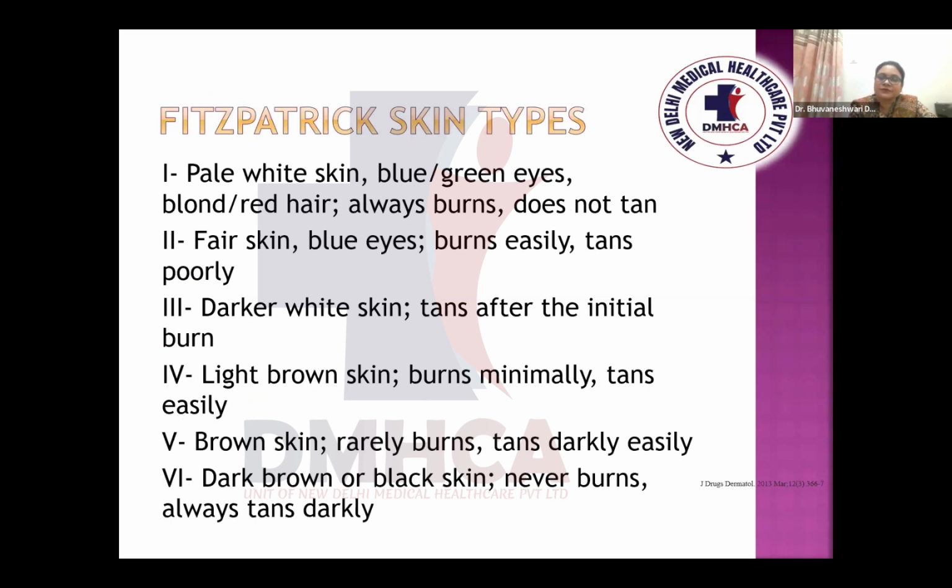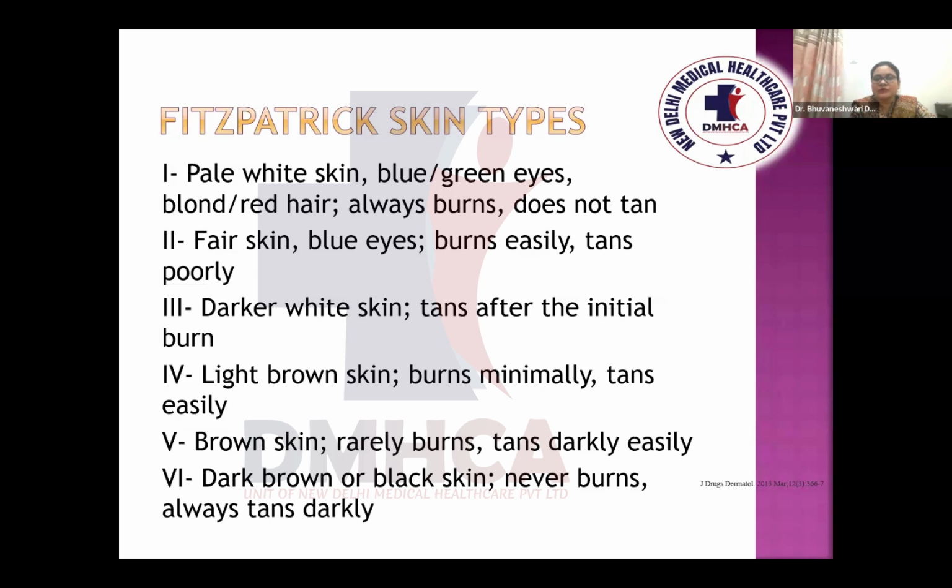Also, there are 6 types of Fitzpatrick skin type: 1, 2, 3, 4, 5, and 6. In skin type 1, the color of skin will be pale white, with blue-green eyes. The color of hair will be blonde or red. It always burns and it does not tan. Type 2 is fair skin with blue eyes. It burns easily and tans poorly. Type 3 is darker white skin, that tans after the initial burn.